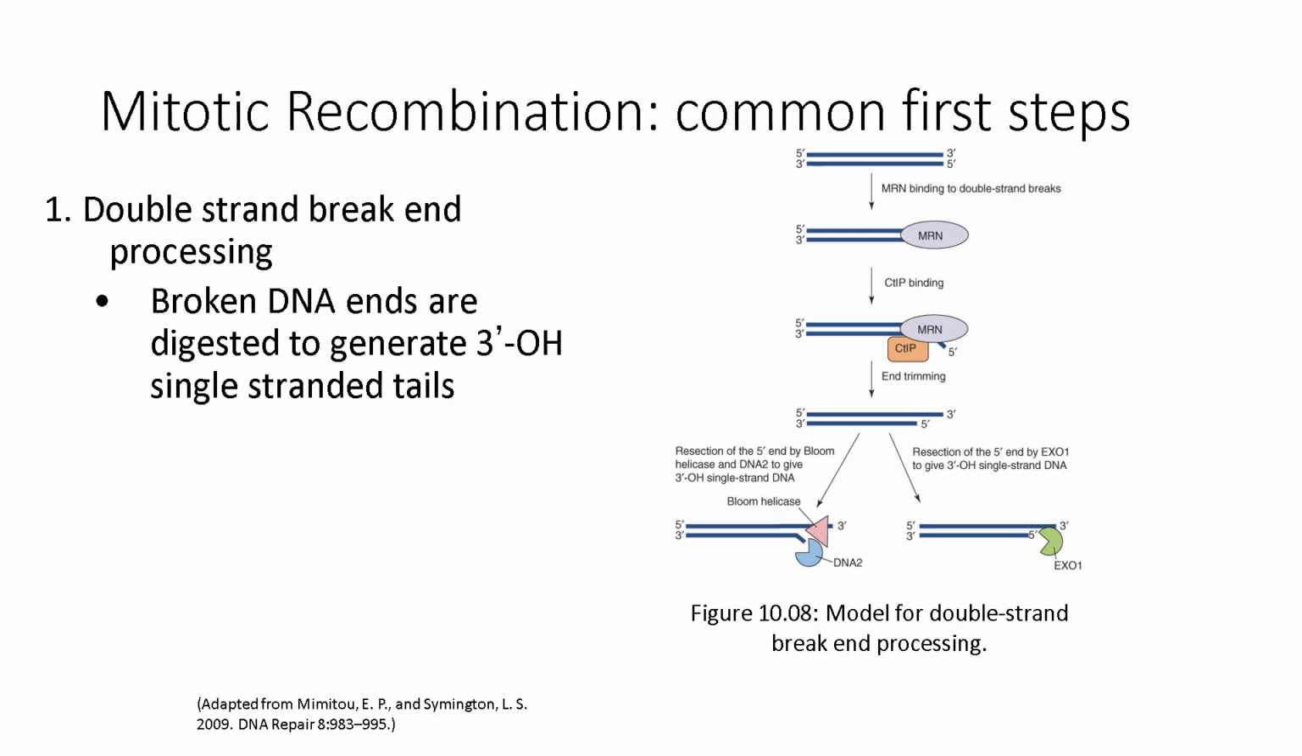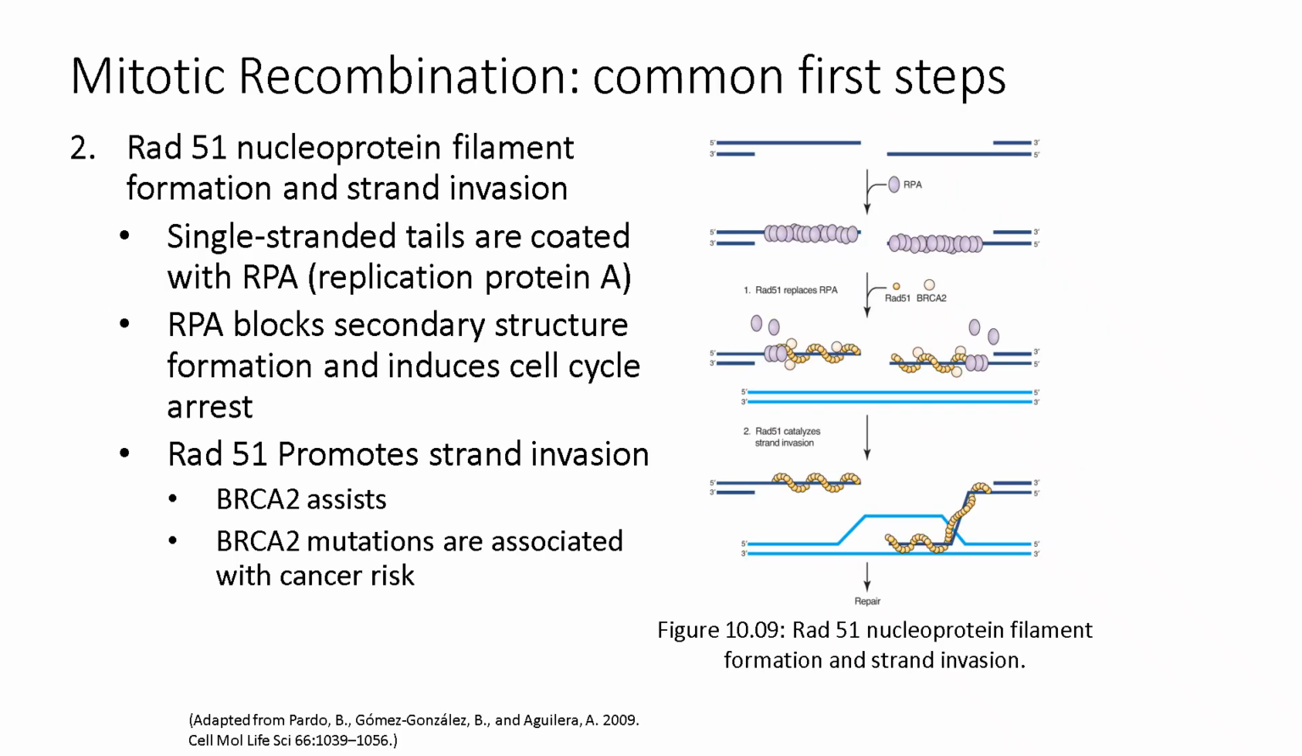Once the single-stranded tails are exposed, they are immediately coated by replication protein A, or RPA. This binding prevents secondary structures from forming and signals the cell to pause the cell cycle. Rad51 then displaces RPA and forms a nucleoprotein filament capable of locating and invading the homologous sequence.